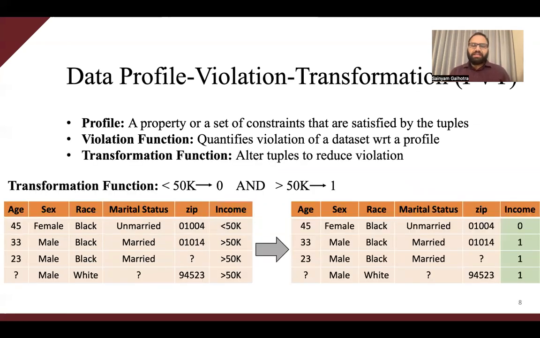Third, a PVT consists of a transformation function which modifies the data set to reduce the violation. For example, if you want to change the domain of income column to 0 and 1, then this transformation can be applied.